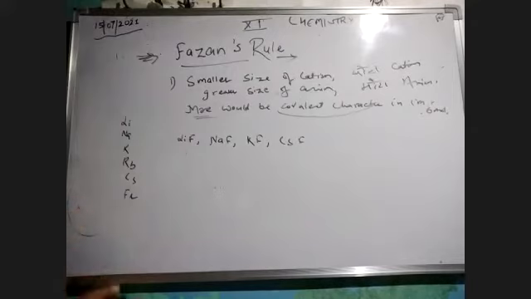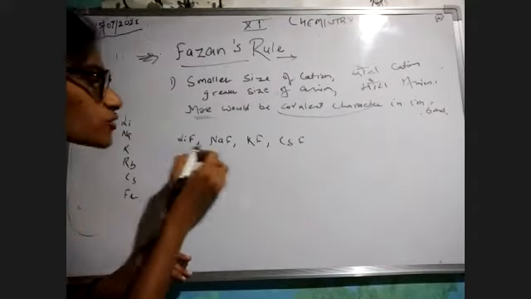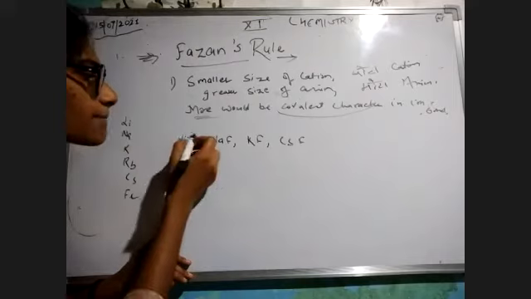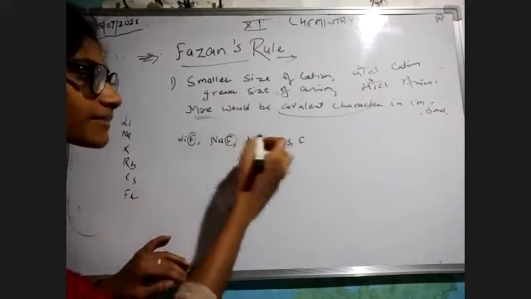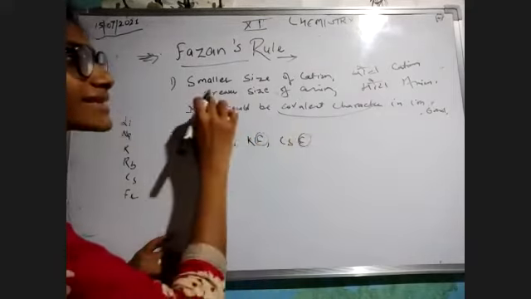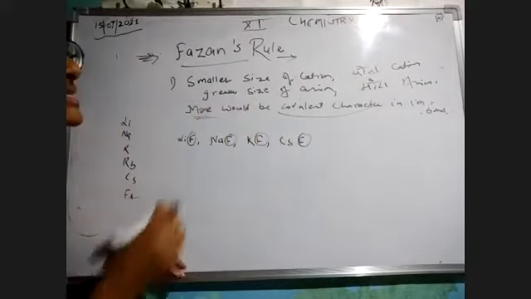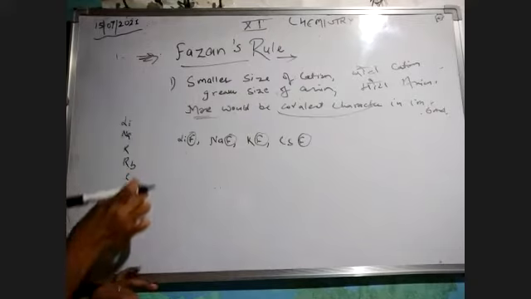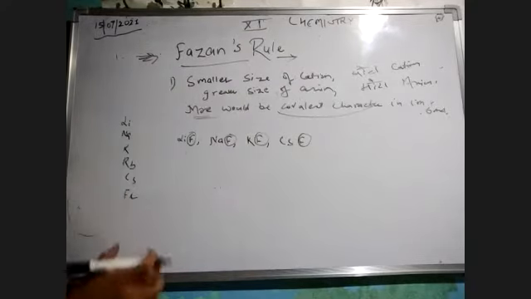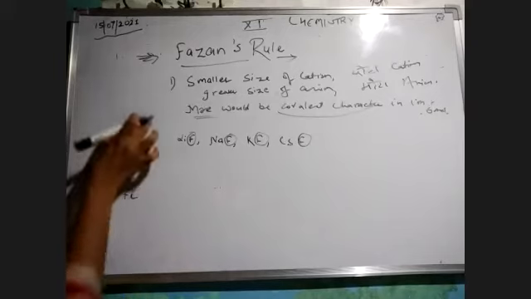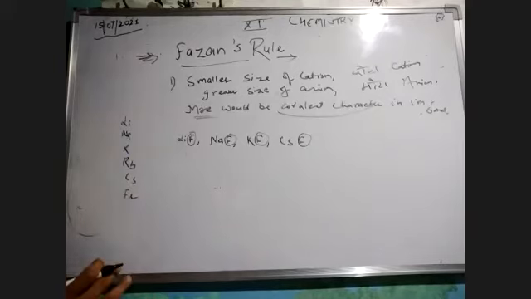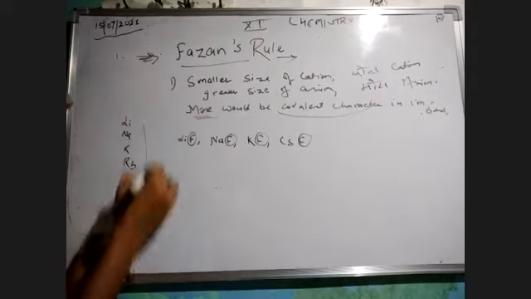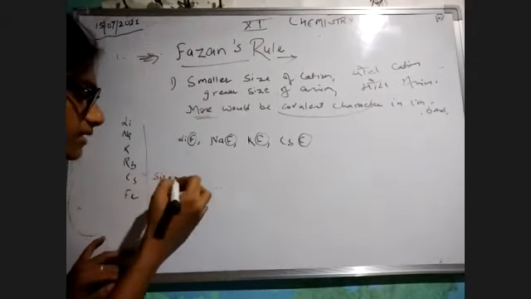Now, in this group, the size of the cations is changing, but the fluorine is the same. So we do not consider the second concept over here. We will just see the first concept, that is the smaller size of cation. So tell me, whenever we move down the group, what effect is there on the size of the metal? We know very well, down the group the size keeps on increasing.